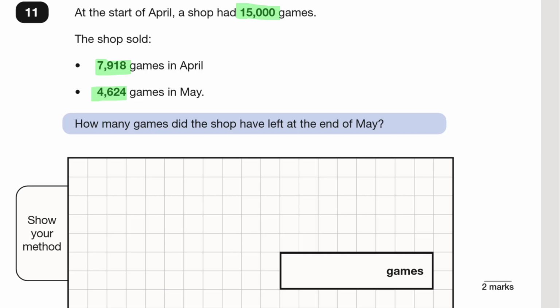Okay, so this is a simple subtraction. Now you could do just subtraction, or you could do addition and subtraction. So you could start off with your 15,000, subtract 7,918, then subtract 4,624, or what I would do is add these two up and then subtract that. So I would be doing 7,918, add 4,624. So what I'm doing is finding how many games were sold in total in April and May.